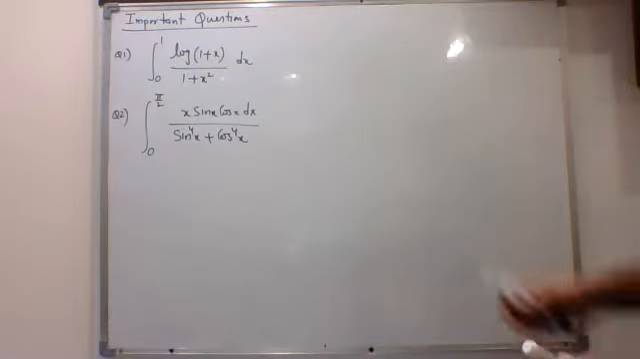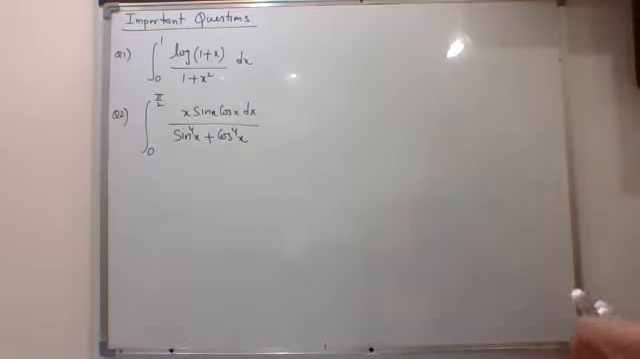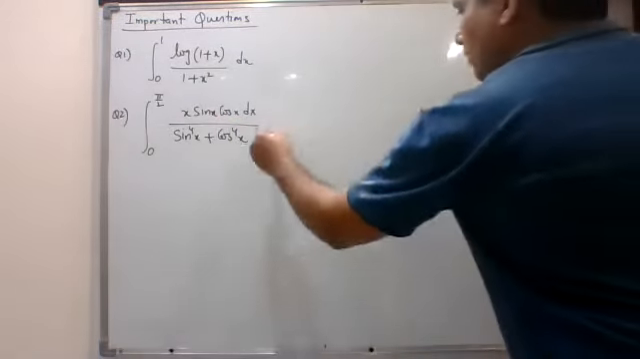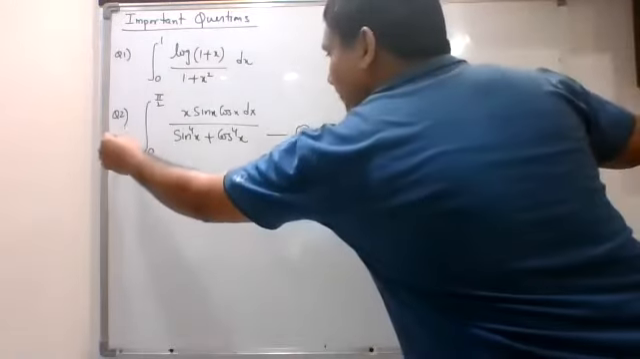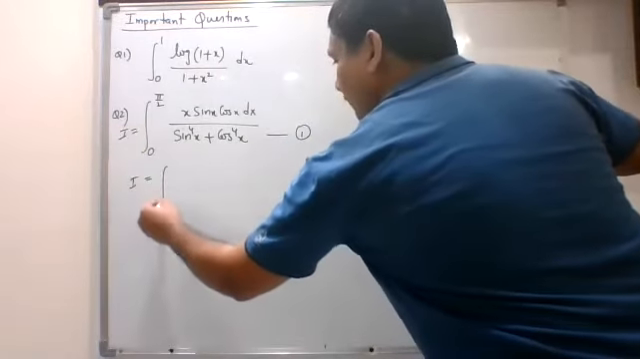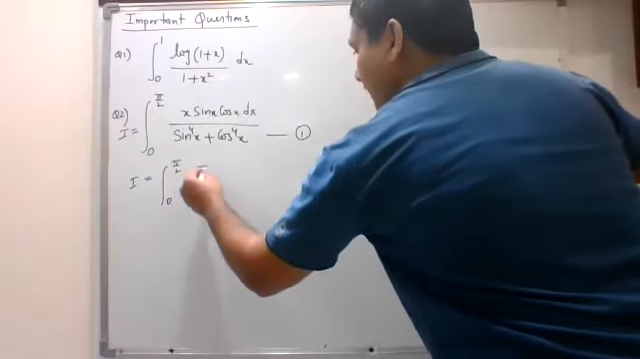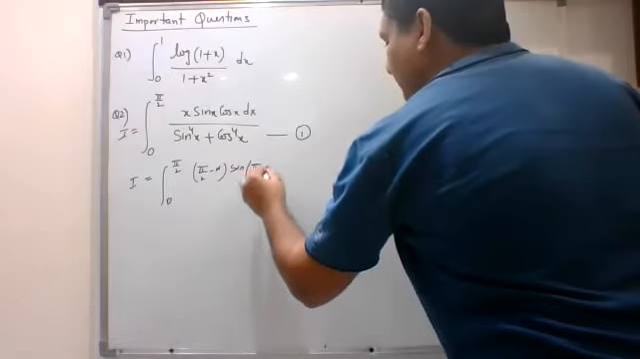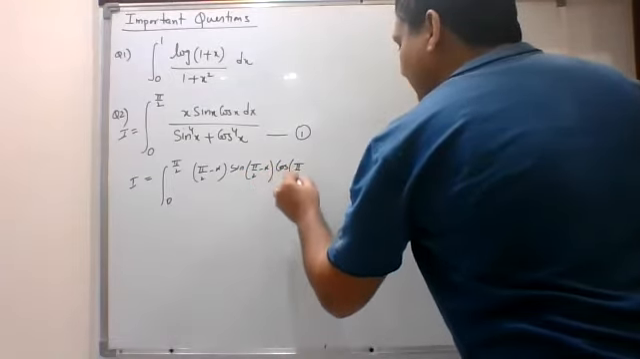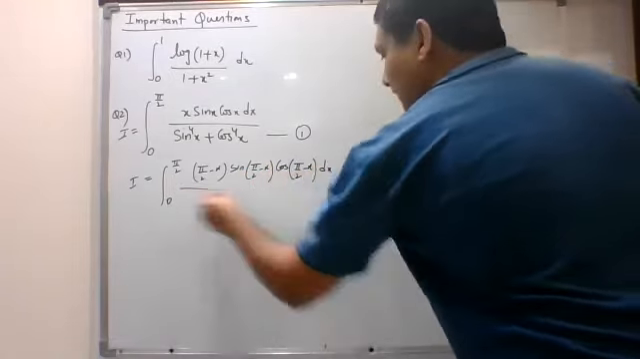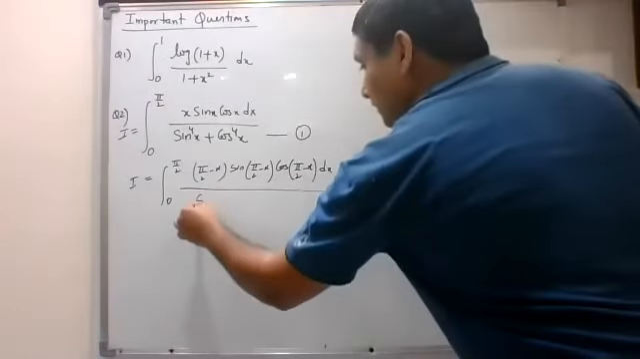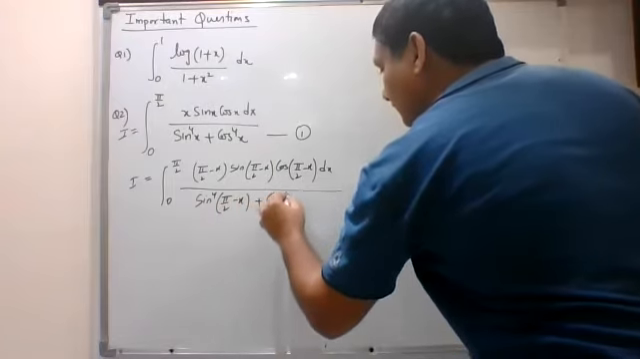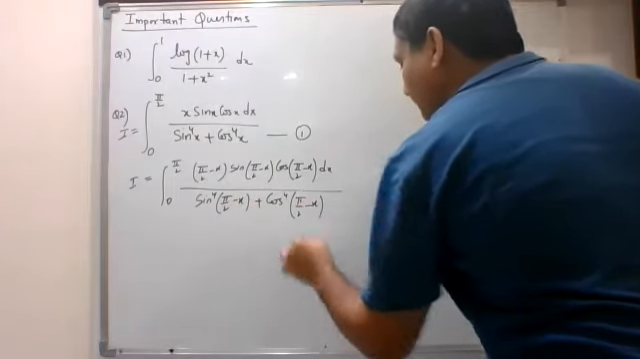So here for the second question, your first step is to apply P4 property, because we want to get rid of this x. So let me call this as number 1. Now this is I. So let us apply P4 over here. So this is 0 to 90, pi by 2 minus x. This is sine of 90 minus x, this is cos of 90 minus x dx, whole upon sine of 90 minus x plus cos of 90 minus x.